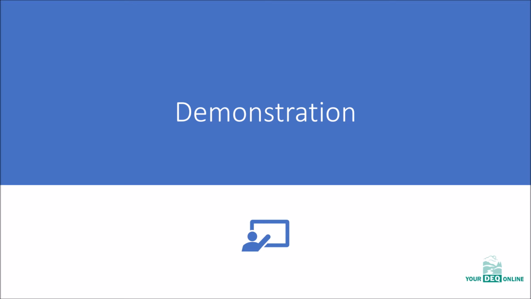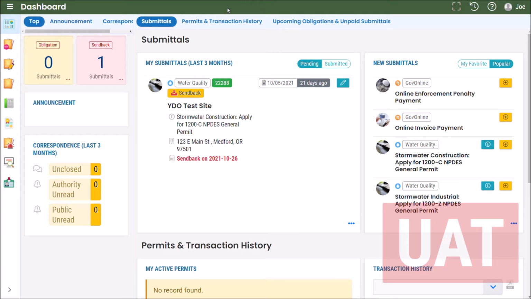So let's jump over to the demonstration on the YDO test site. So here I am on my dashboard. I'm logged in as a consultant. You can see over here under New Submittals that I have permission to prepare applications for the 1200C and 1200Z NPDES general permits.